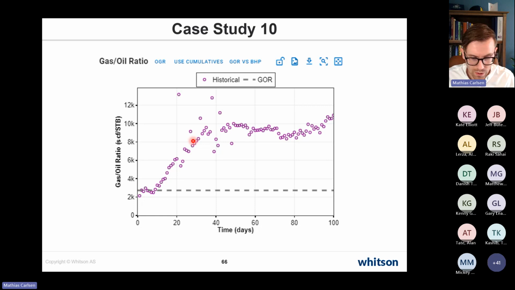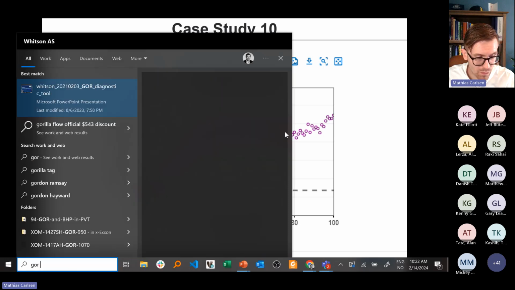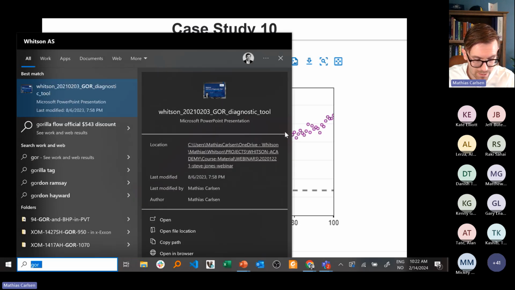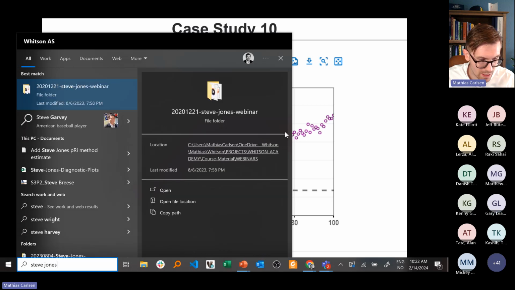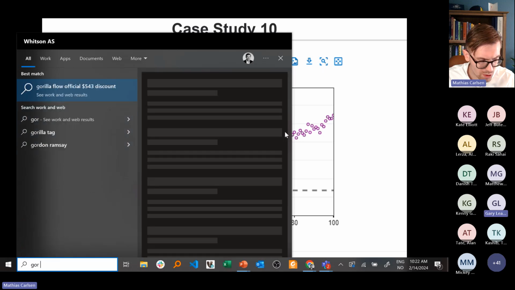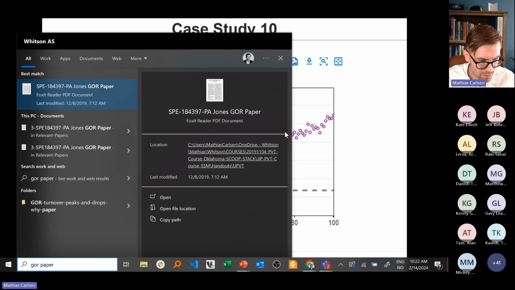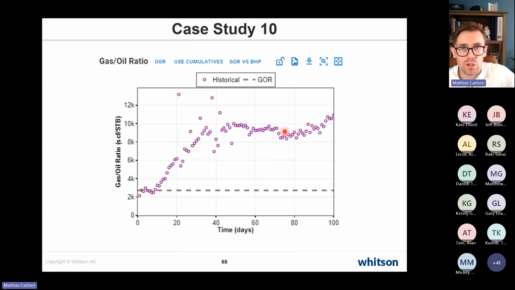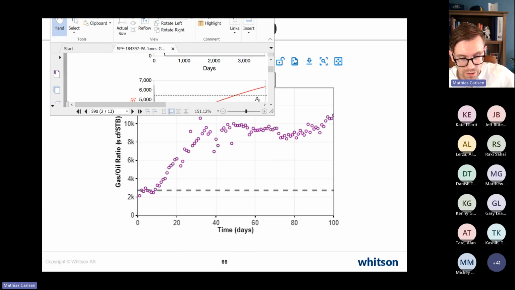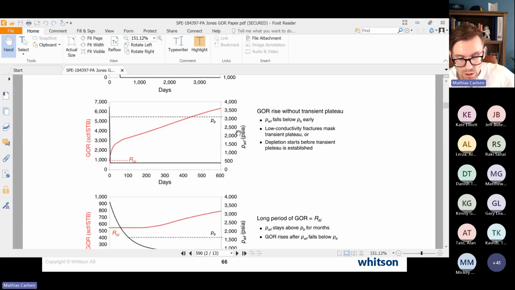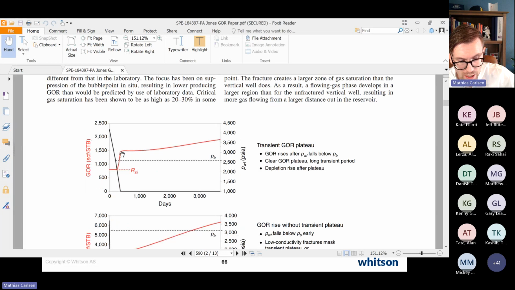And you also see that if you have a plateau like this, that's typically what you call an infinite acting plateau. And if you haven't read it, Steve Jones has a GOR paper. I think it's a GOR paper. This guy really goes into how GOR performance can be used from a well performance perspective as well. This is the 101 plot.